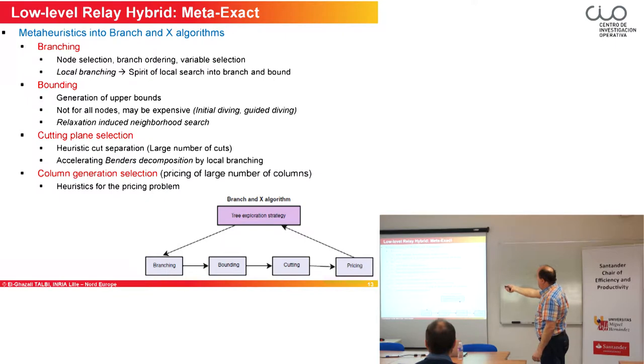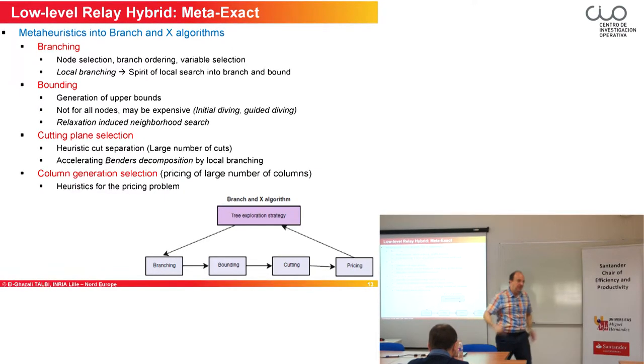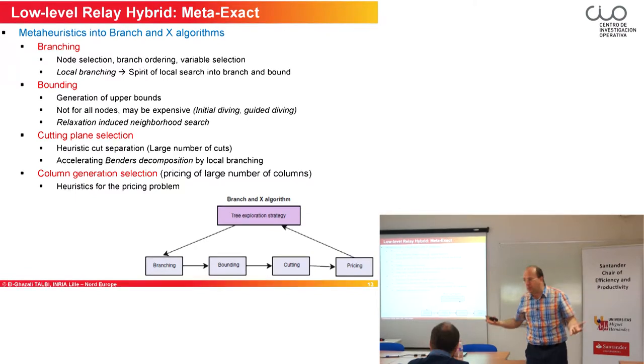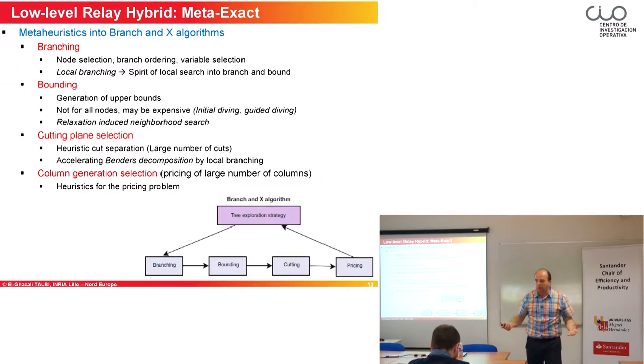Now, as I told you, how do we combine metaheuristics with exact methods in this class? Some ideas. Remember, these are important aspects in mathematical programming: branching, bounding, cutting plane selection, and column generation selection. What is nice here is that all those are complex optimization problems in designing algorithms. So the idea is to use metaheuristics to solve them. In the design of mathematical programming algorithms, these are very important and complex questions.